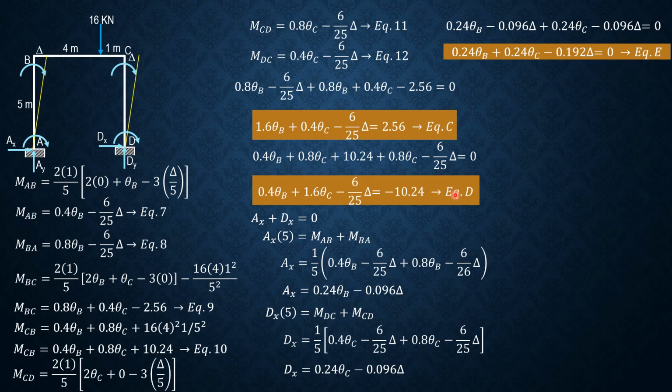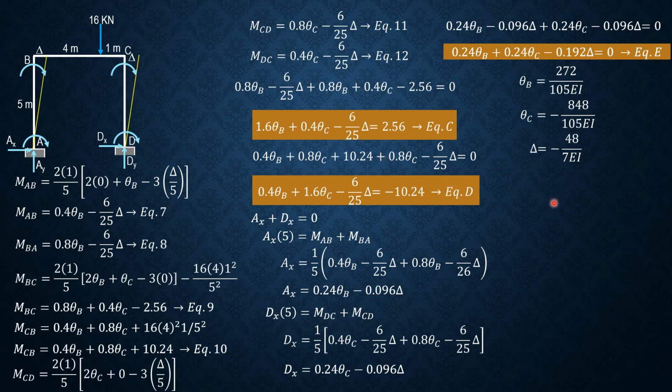So solving these three equations, C, D, and E simultaneously, we obtain theta B equals 272 over 105 EI. Theta C is equal to negative 848 over 105 EI. And delta is equal to negative 48 over 7 EI. Because delta is negative, the sway is leftward.